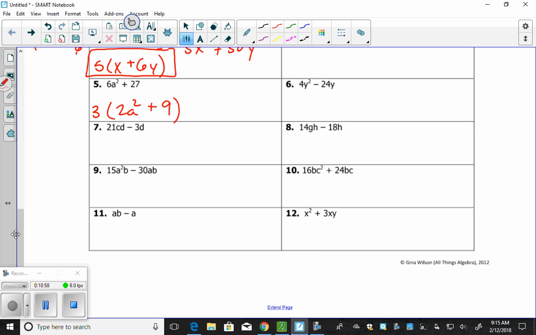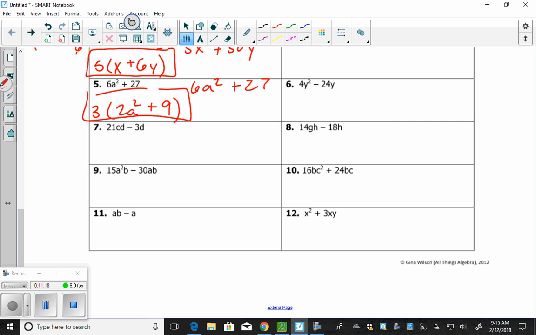Questions over how we're getting these numbers? All right, let's check it. 3 times 2 is 6a squared plus 27. Done. If you want to box it off, you can.